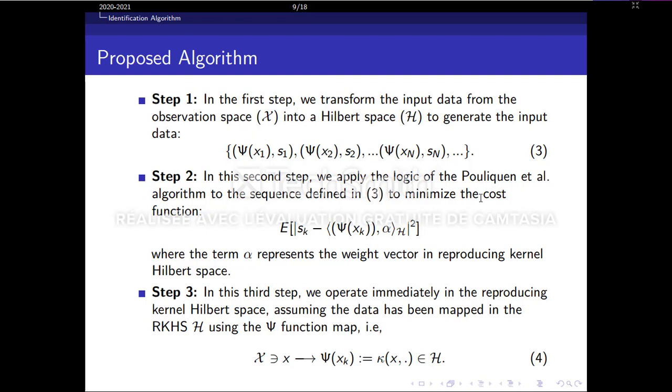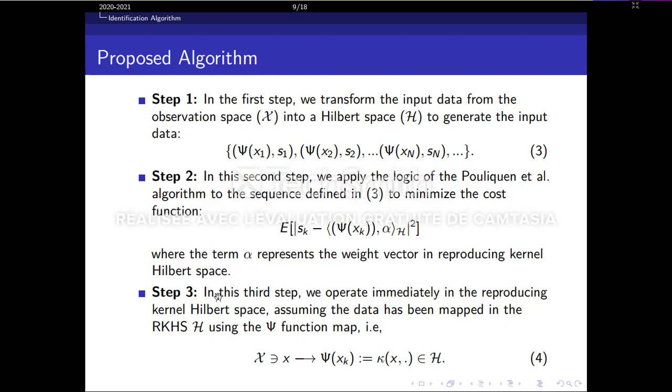In the third step, we operate immediately in the reproducing kernel Hilbert space, assuming the data has been mapped into the reproducing kernel Hilbert space using the feature map function.